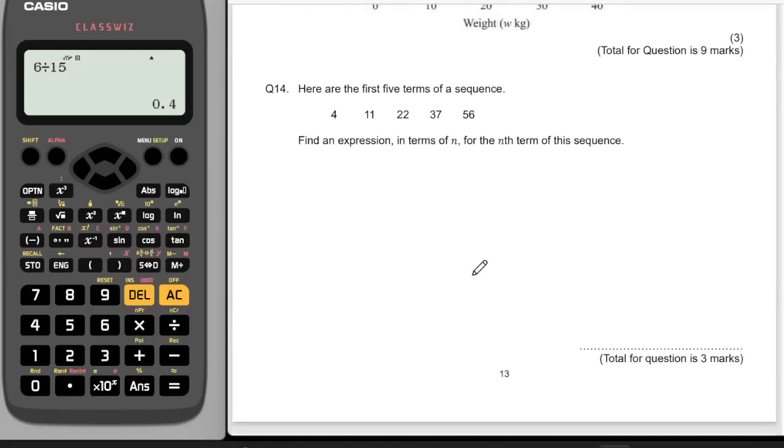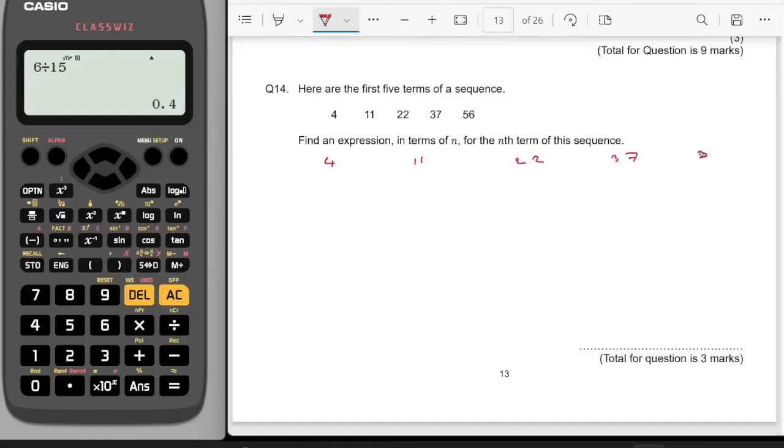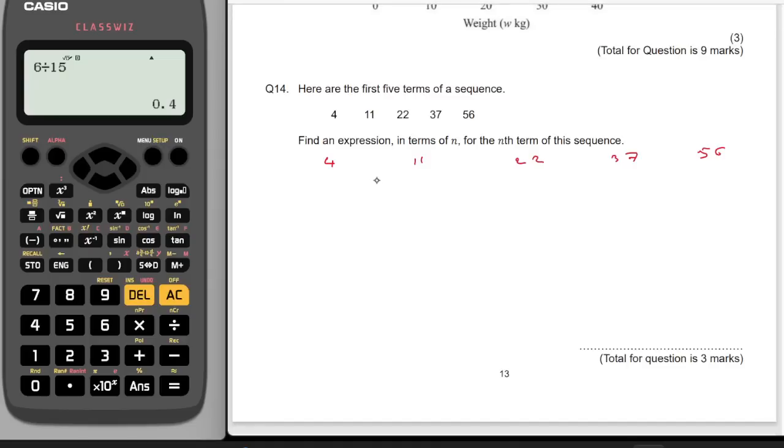Okay, question 14. Here are the first 5 terms of a sequence. Find an expression for the nth term of the sequence. So let's look. We haven't got even gaps, so we're assuming that it's going to be a quadratic sequence. So to help me out, I'm going to give myself a bit more room to set it out. 4, 11, 22, 37, and 56.